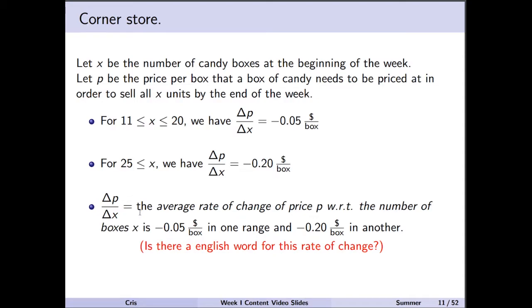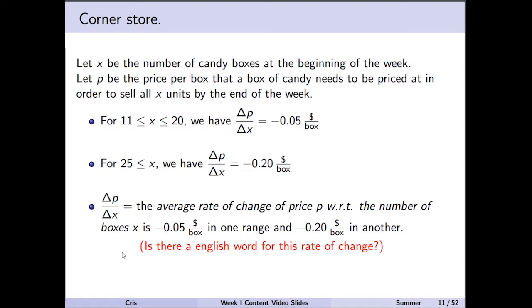Do you always have to say this long phrase, the average rate of change of price with respect to the number of boxes X? Or is there an English word that captures this idea? That's not a strictly mathematical question. Sometimes there'll be an English word, sometimes there won't be. For the rate of change of position over time, there was an English word, velocity. Delta position over delta time is the average velocity.